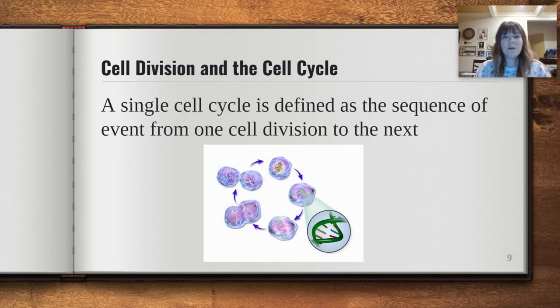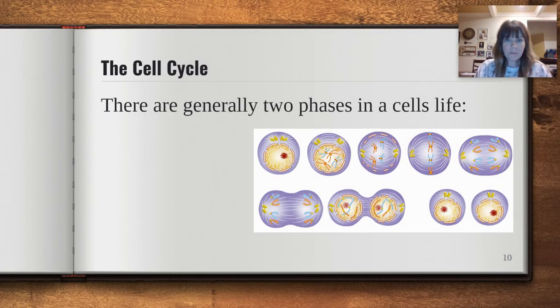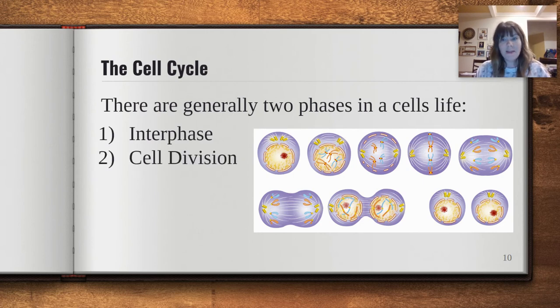So what does this look like? We refer to a single cell cycle as one division to the next. And you're going to see what that looks like as I move forward. So there's usually 2 phases within a cell cycle. The first phase is interphase, and then is cell division. All right, so we're going to talk about what does the big word interphase mean, and then what is cell division.